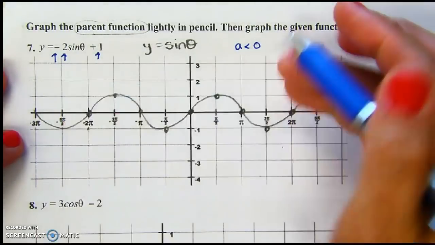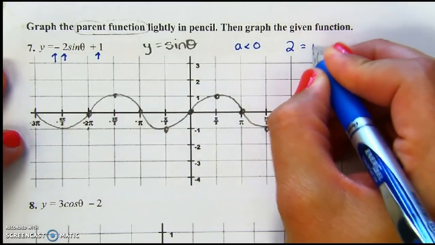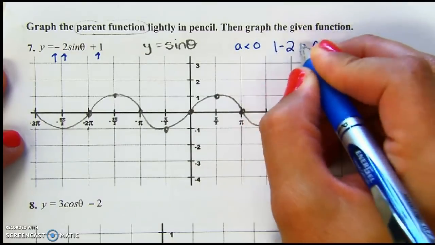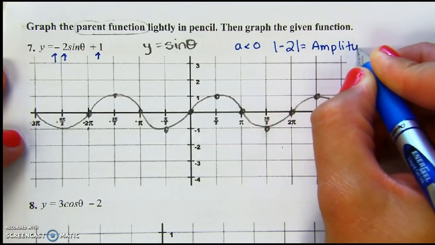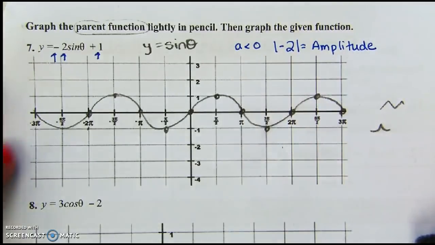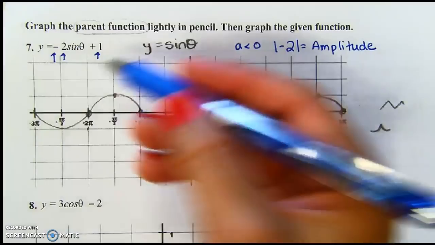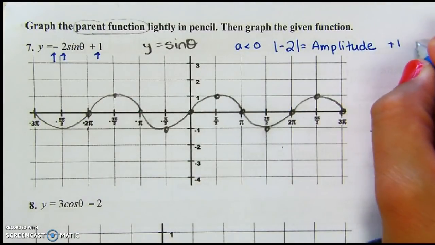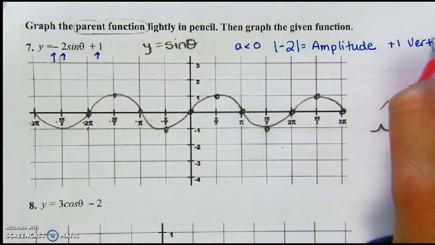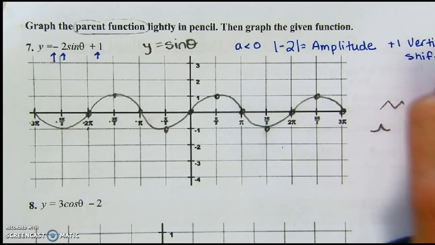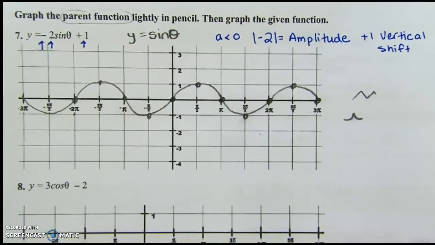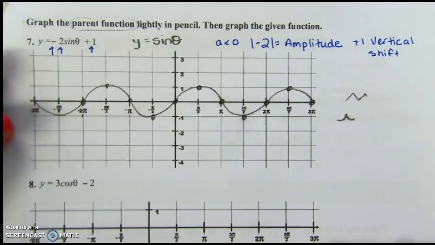Okay. What is 2? 2 is called the amplitude. And remember, it's always the absolute value because it's a height. Amplitude. I don't know if I'm spelling that right. I'm a little tired. And then what's the plus 1 on the end mean? Plus 1 is our vertical shift. So did it shift up or down? If it says plus 1, we go in the same direction. So it says plus 1, so we're going to go up 1.